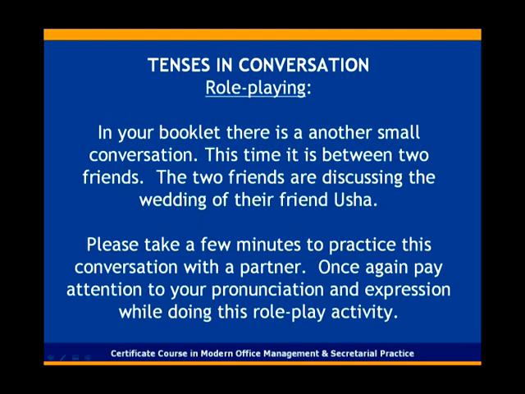Tenses in conversation. Another role-playing activity. In your booklet, there is another small conversation. This time it is between two friends. The two friends are discussing the wedding of their friend Usha. Please take a few minutes to practice this conversation with a partner. Once again, pay attention to your pronunciation and expression while doing this role play activity.